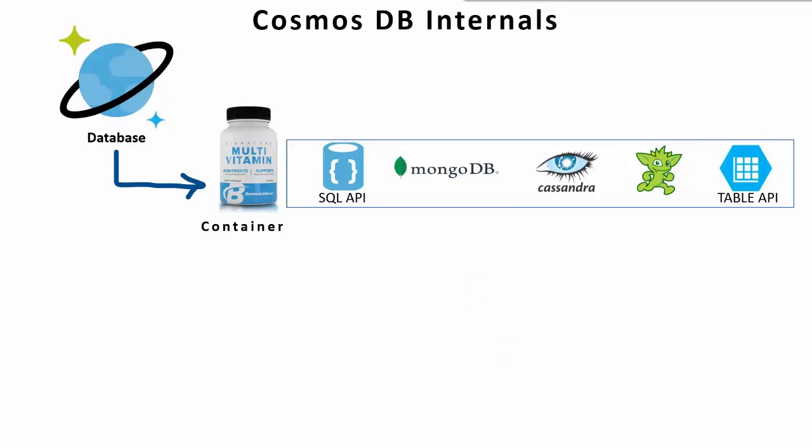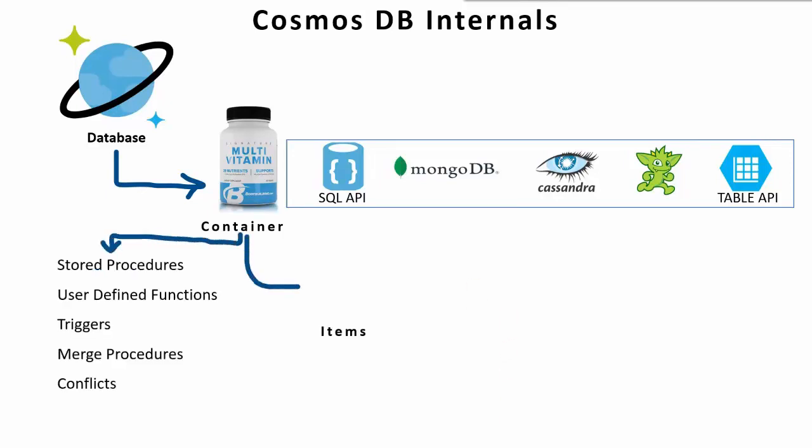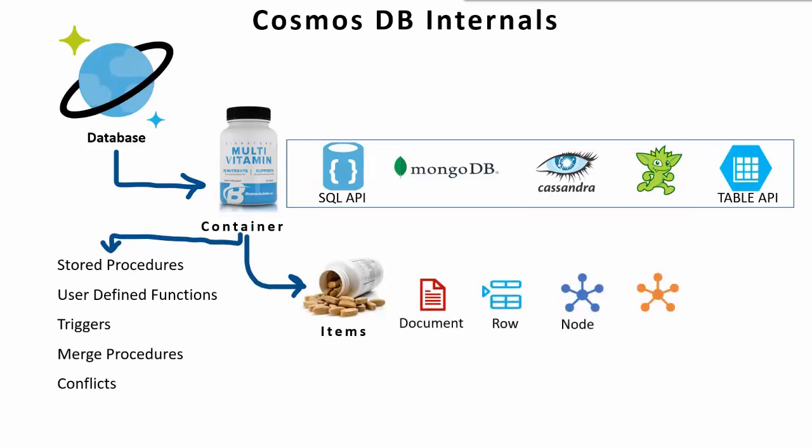Each container is going to have two main items here. The first one is the items, and items can be named a little differently depending on which API you pick. For example, if you pick the SQL API, your data is going to be in documents. If you pick Gremlin, that's going to be nodes and edges. If you pick Table API, it's going to be rows. Those names can change, and that's pretty important, especially if you are using the REST API to get the data, because your URL is going to change because of that.